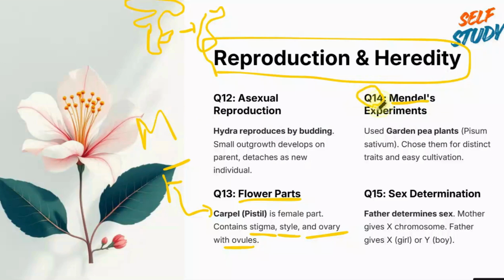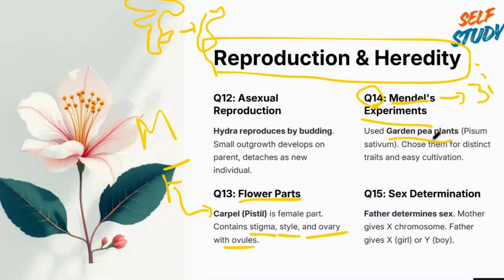And Mendel's experiment. This is the 14th most important topic as we discussed now. Mendel described experiments that gave three laws of inheritance: the law of segregation, and the law of independent assortment. We just recall the three laws of Mendel, and Mendel used garden pea plants for these experiments.